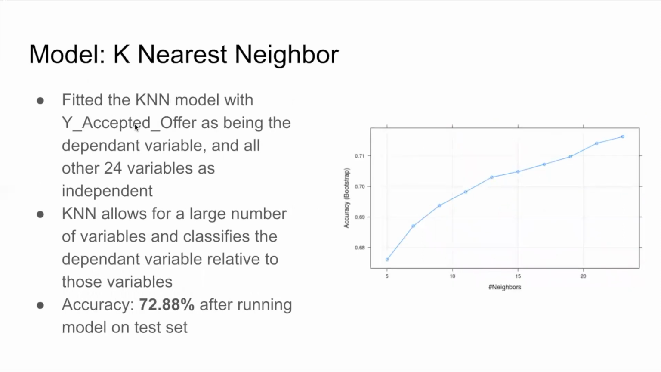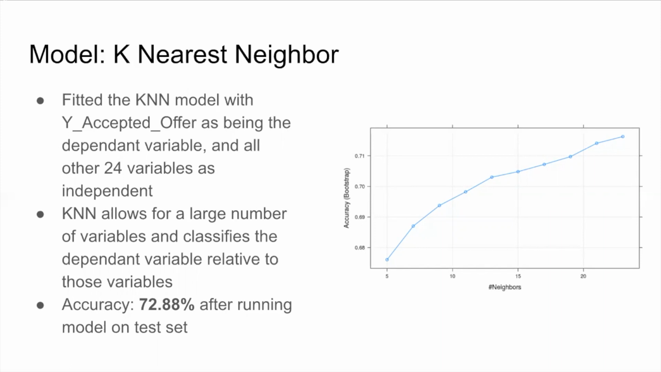And now as to the case 2 data, we fitted the KNN model with the Y accepted offer as the dependent variable, and all other 24 variables, save the ones we excluded in EDA, were the independent variables. KNN allows for a large number of variables and classifies the dependent variables relative to their nearness to the other variables.